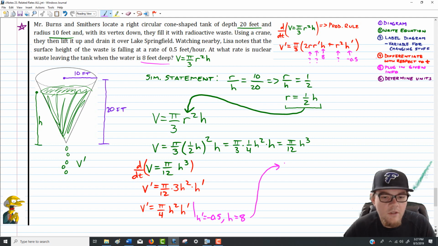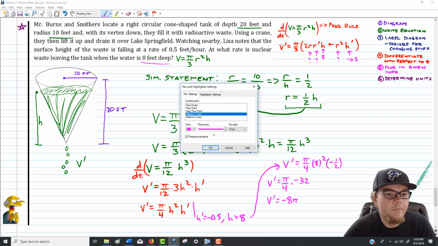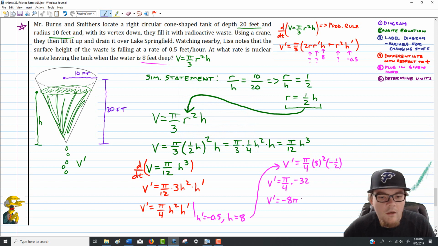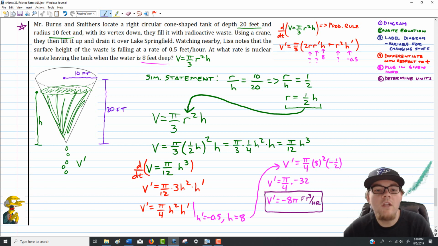So given this information, we have that V prime is equal to pi over 4 H squared times our height rate, which was negative 0.5, same thing as negative 1/2. Given that information, we'll get that V prime is pi over 4 times 64 times 1/2 is negative 32, which means our volume's rate of change is negative 8 pi. And as far as units go, just to wrap this up, volume is feet cubed per hour. And there is the rate at which the volume is changing.